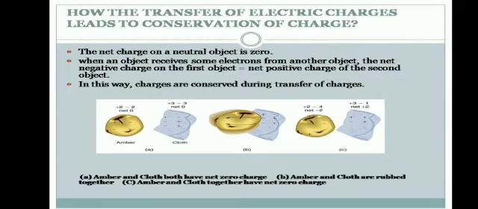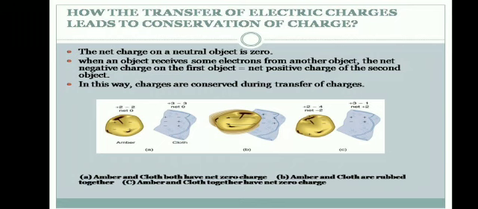How the transfer of electric charges leads to conservation of charge. See, for example, when an object receives electrons from another object, the net negative charge on the first object will be equal to the net positive charge of the second object. So we can say the net charge of the system is zero. In this way, charges are conserved during transfer of charges.